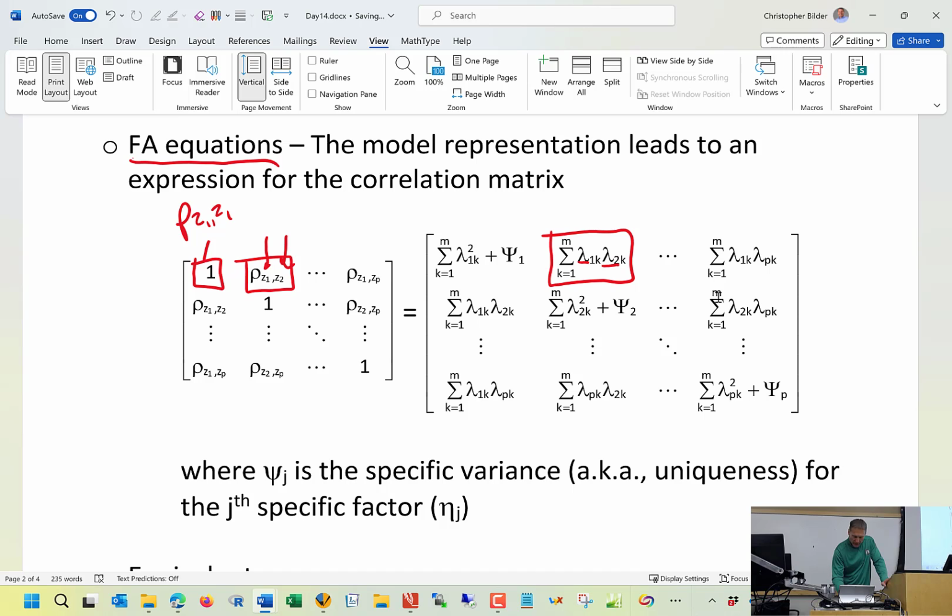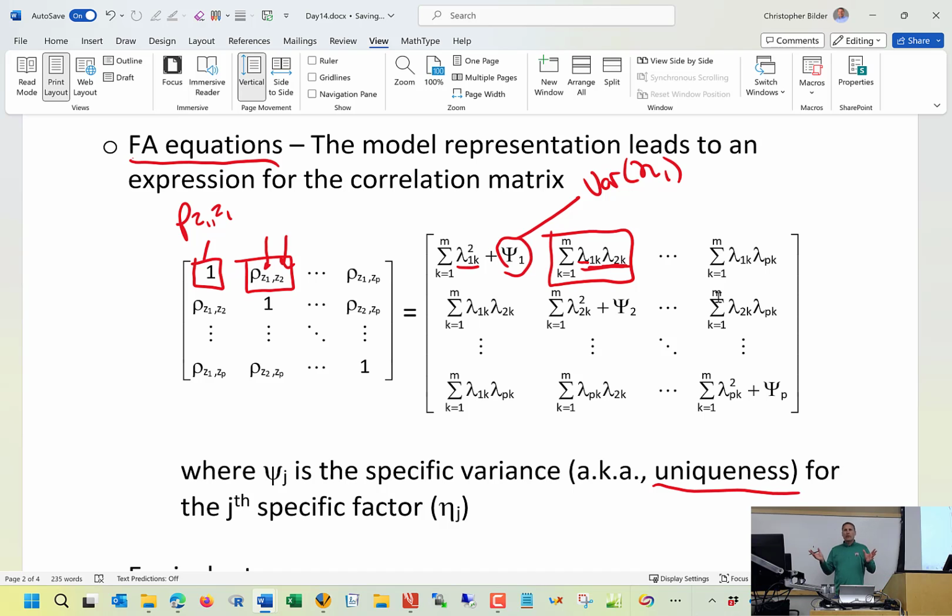And so notice, in comparison to what we had before, now we have, let's say, a lambda 1k times a lambda 1k. In other words, lambda 1k squared. But now we also have an additional component, which is the variance of eta 1. Again, lots of notation, lots of terminology. Psi sub 1 represents the variance of eta 1. This is called the specific variance for the specific variable. Some people will even also call this the uniqueness as well.